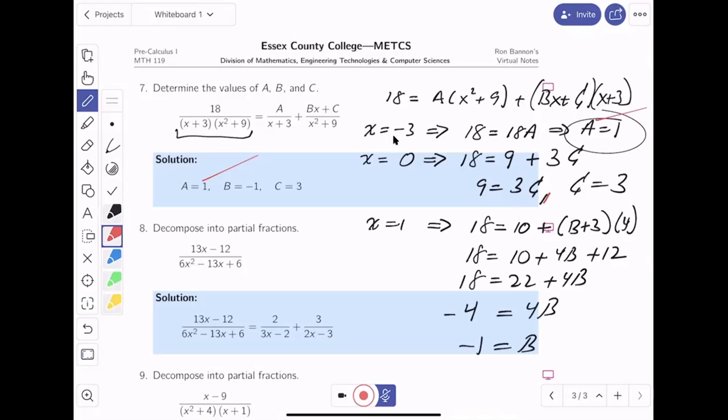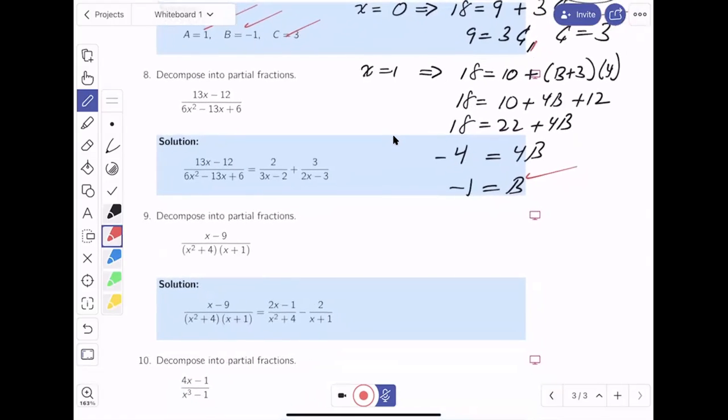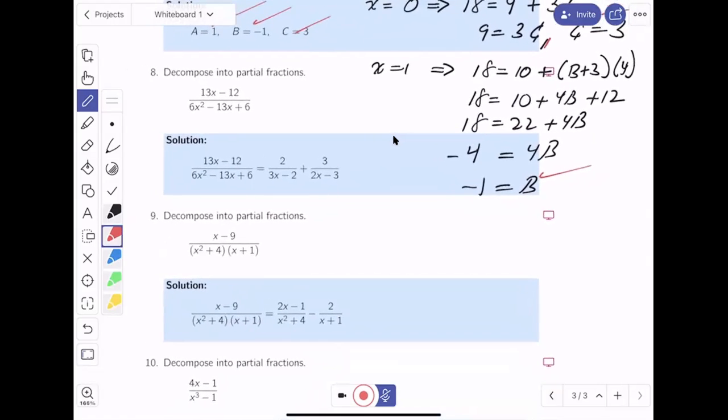Let's go back to my key, see if we did it. B is minus 1, I got that correct, and C is 3, looking good. All right, so I'm going to do number 18 now. I'm sorry, number 8. And I'm going to maybe just pull it to the side, and we're going to get a room here.